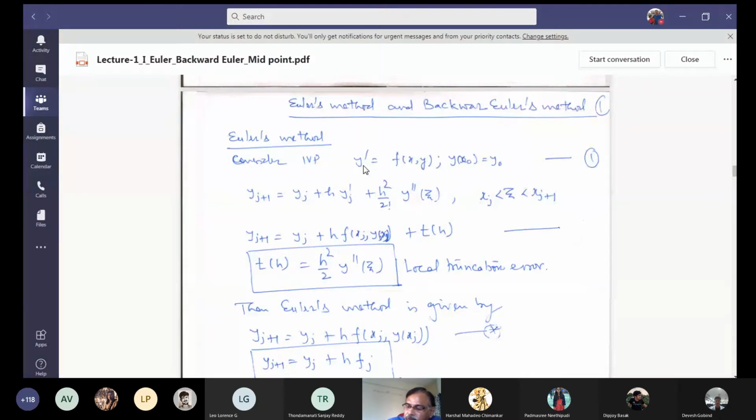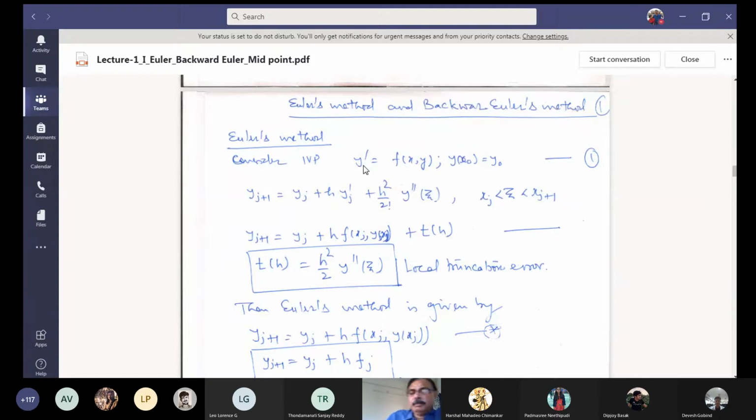Rather, you write j, because we have used j here. So y prime of xj equals f of xj, y of xj. It's just a dummy suffix. Now you write down the Taylor expansion for y of xj plus h, which in notation we write as y of j plus 1.